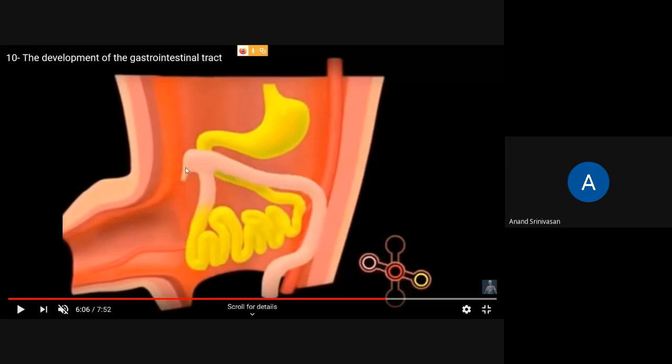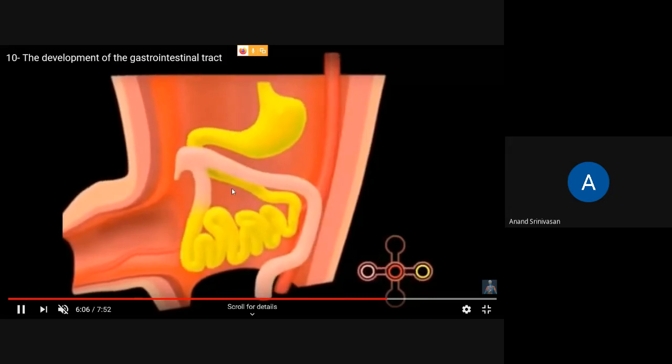Also, another thing you note is the cecal bud. The cecal bud initially is in the right hypochondrial, subhepatic region, that is, below the liver.